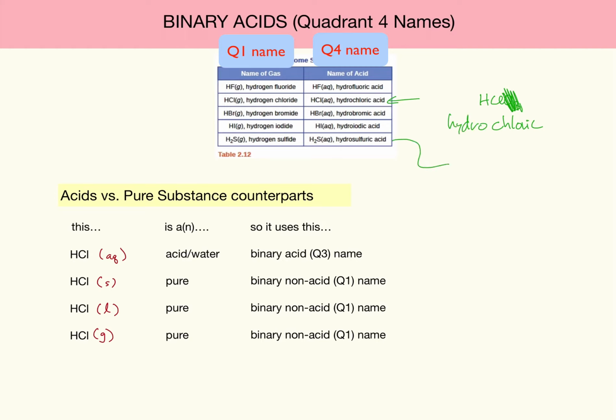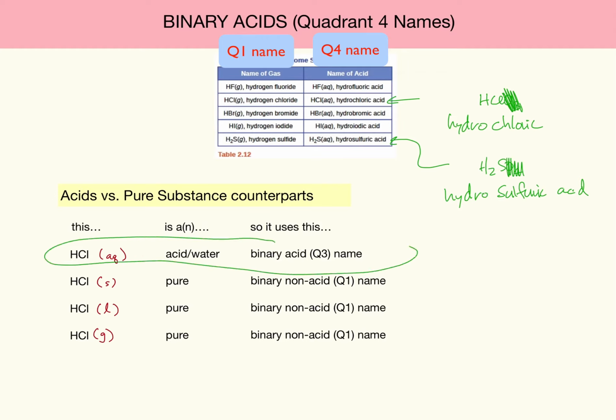Let's do another one. We know H2SO4 is sulfuric acid. If we take all of the oxygens off, we're left with H2S, and so we would call that hydrosulfuric acid. So when HCl or the binary acids are in water, you name them as an acid.